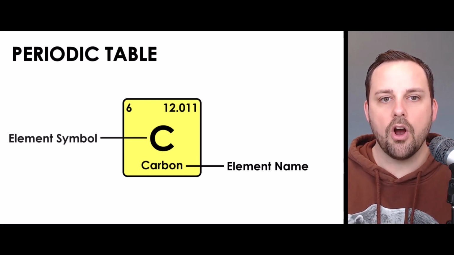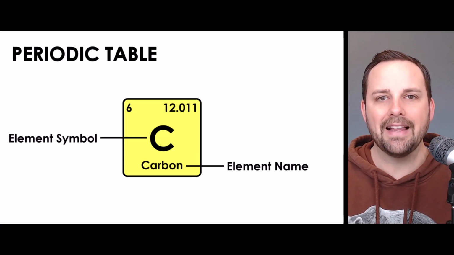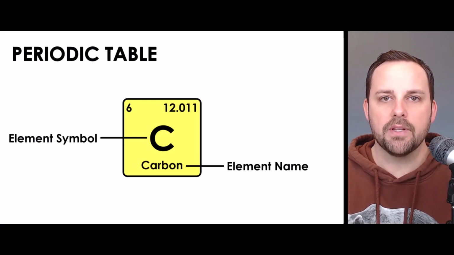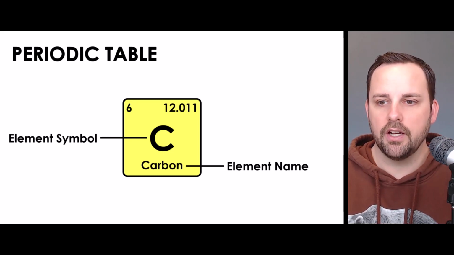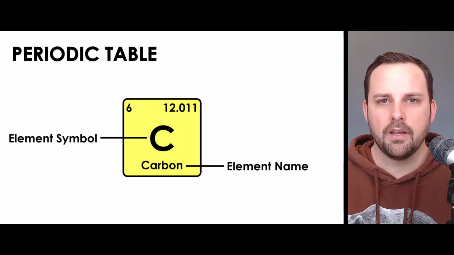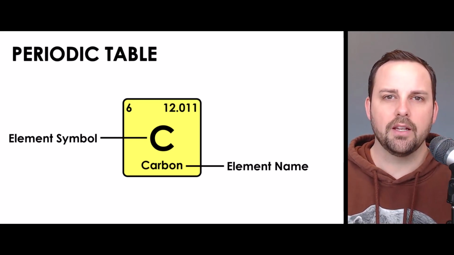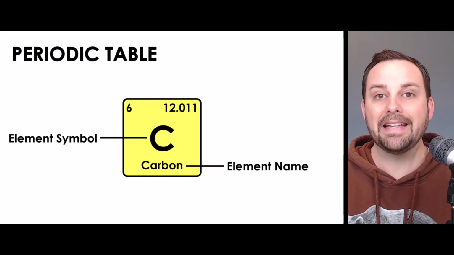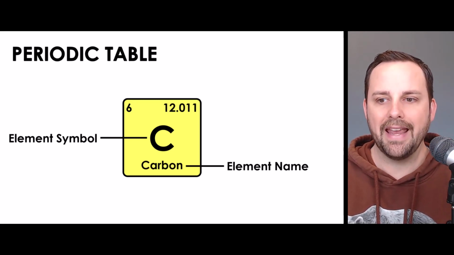Each element square also includes what we call the element symbol. The element symbol for carbon is C, and sometimes the element symbol is a very obvious abbreviation of the name. It makes sense that carbon is abbreviated with the letter C. The element hydrogen is abbreviated with the letter H. The element helium is abbreviated with the letters He.